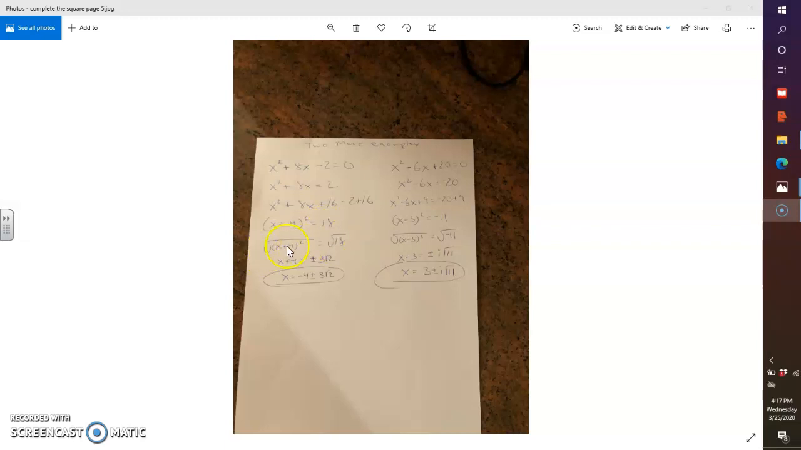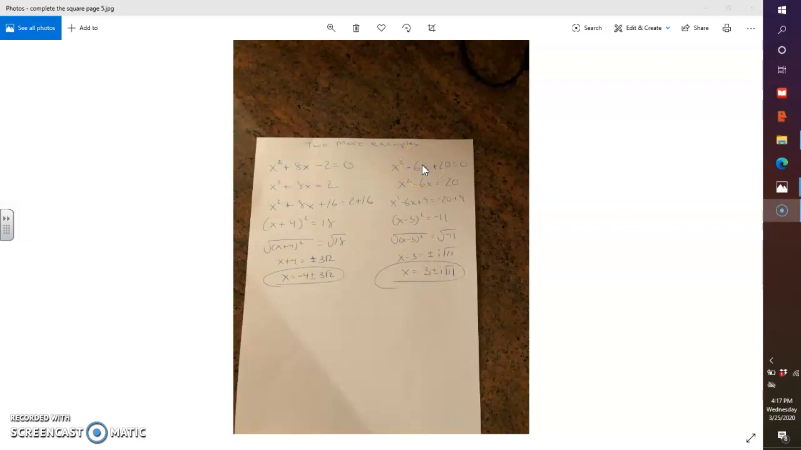We take the square root of both sides. We get x plus 4 because the square goes away. And we simplify root 18. Root 18 simplifies to be 3 root 2. And we always put a plus or minus in front of a radical. And then we just subtract the 4 over. So negative 4 plus or minus 3 root 2 is our answer.